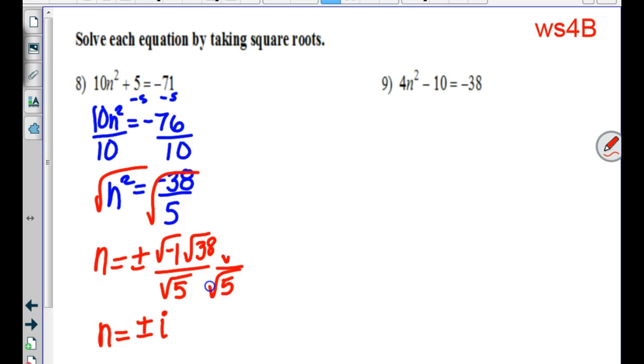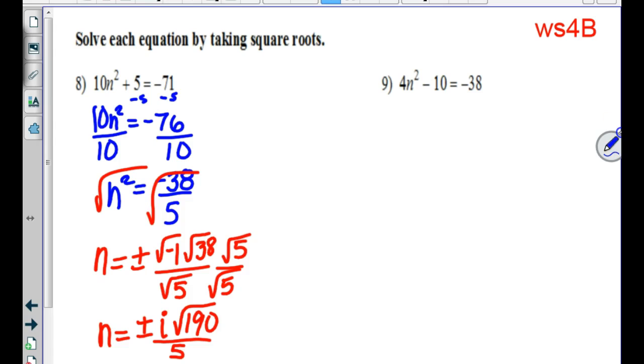Multiply top and bottom by square root of 5. Why does that work? Because it's really just a form of 1, right? So on the bottom I get a 5, because square root of 5 times square root of 5. That's the purpose in doing that. 38 times 5 is what? 190? Thank you. Which is 5 times 2 times 19, so that's not going to have any perfect squares in there. So that's just a disgusting answer. Okay, let's see if this one's any better.